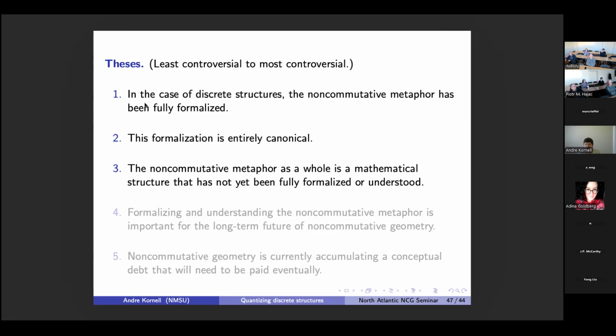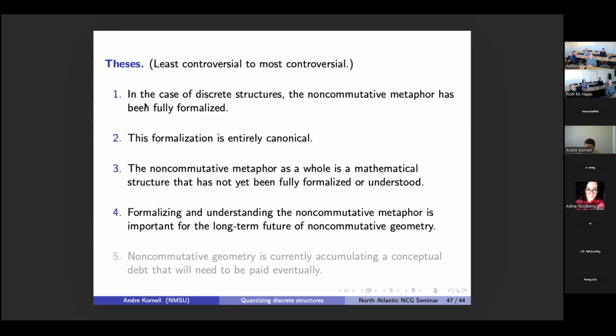Third, the non-commutative metaphor as a whole, I think, is also a mathematical structure of the same kind. It hasn't been fully formalized. It hasn't been fully understood. I think this is a really interesting problem that I'd like to keep working on.